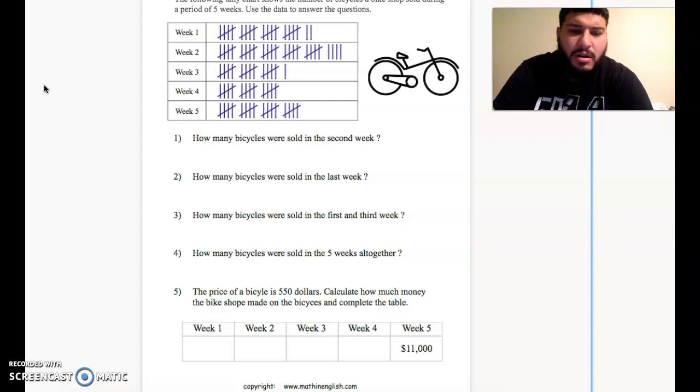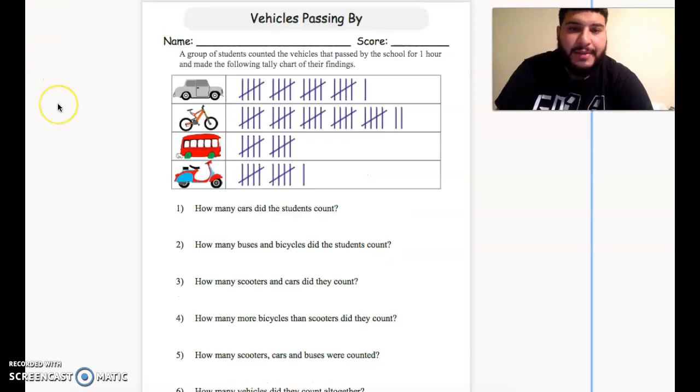Number 4. How many bicycles were sold in the 5 weeks altogether? Number 5. The price of a bicycle is $550. Pretty pricey. Calculate how much money the bike shop made on the bicycles and complete the table. All right, last activity for this goal.